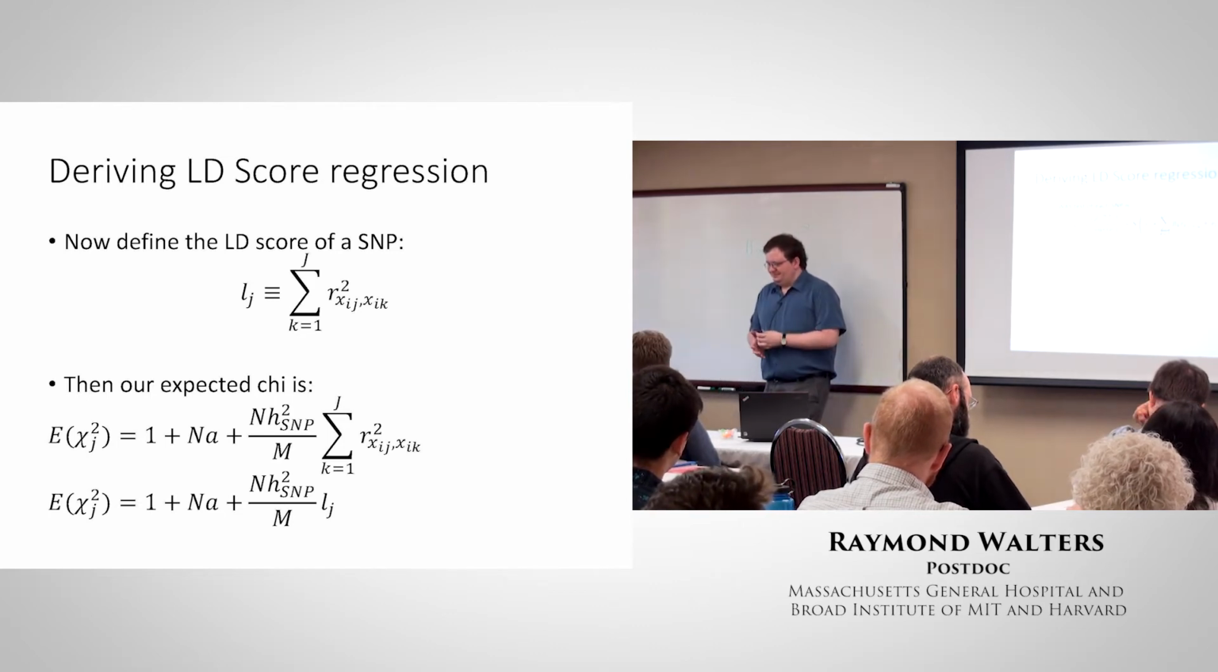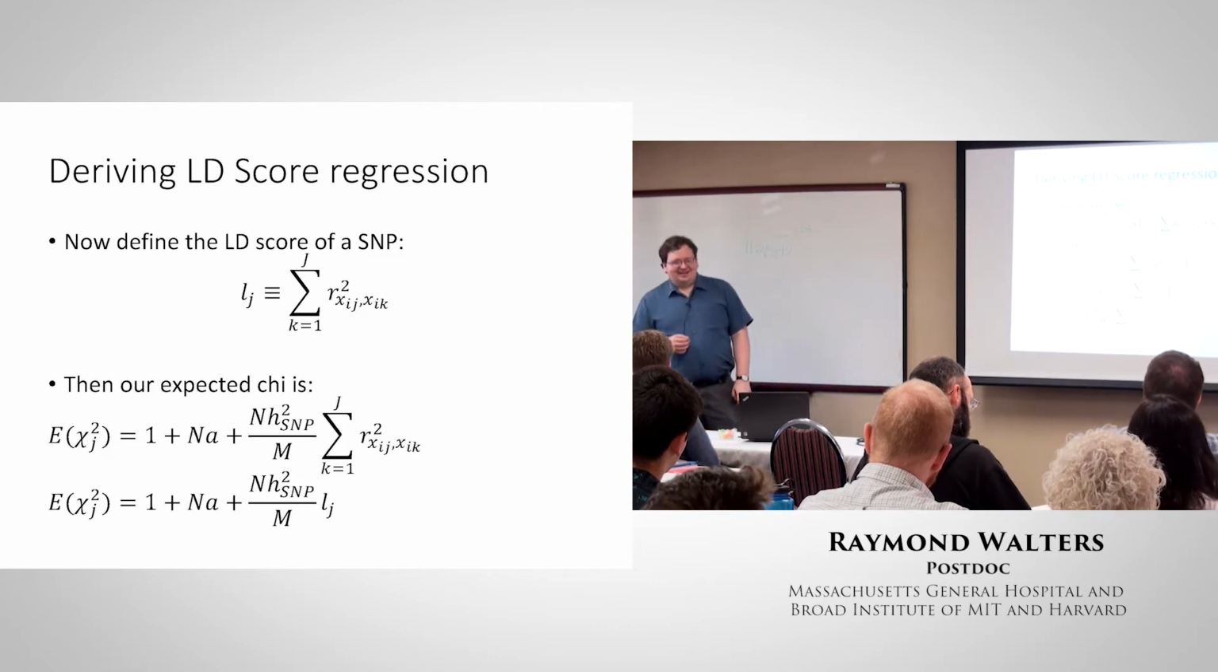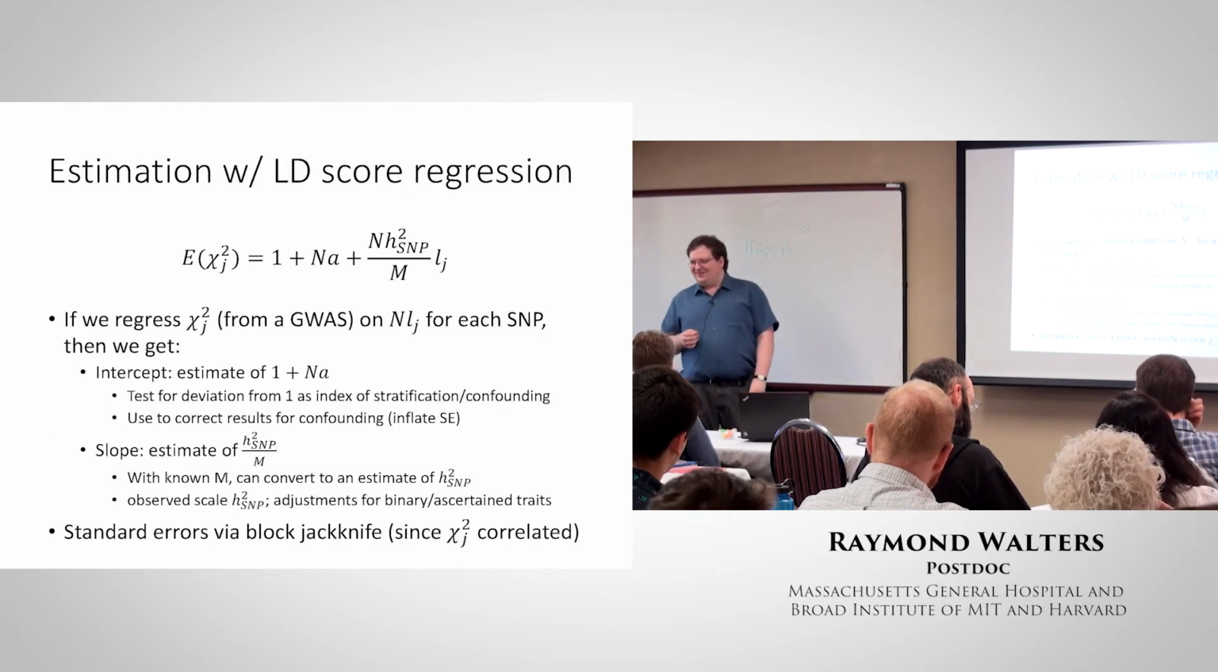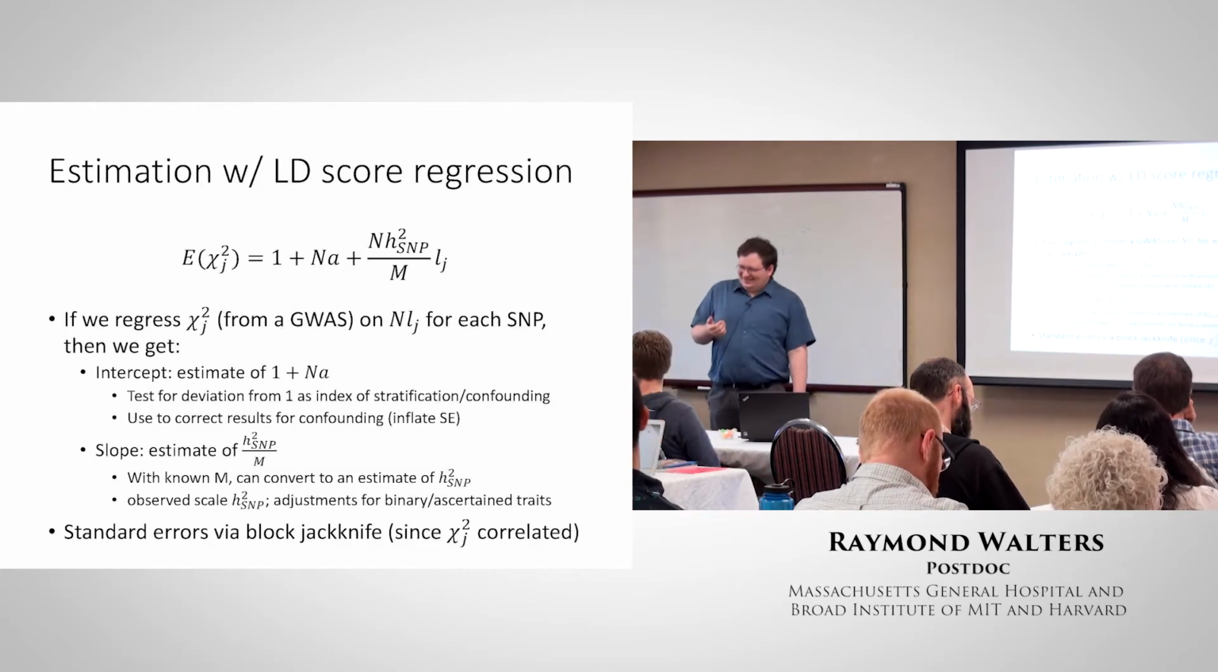Can you say just a little bit more about the standard errors and the block jackknife? Yeah. In terms of how they're generated or why we might be concerned about them or what?